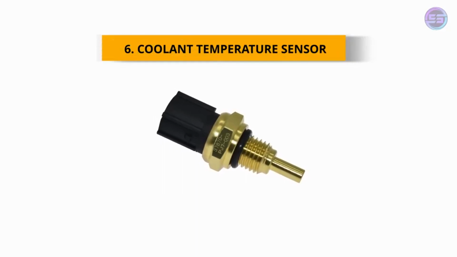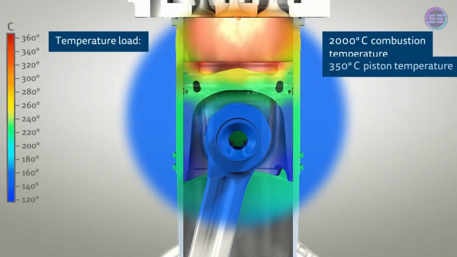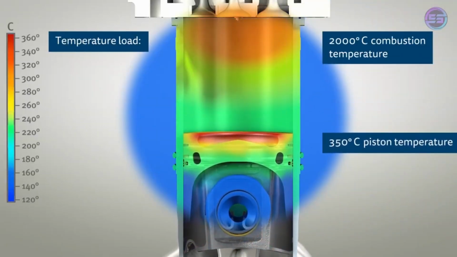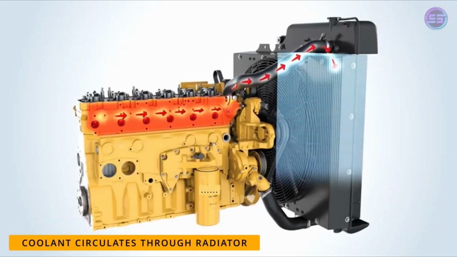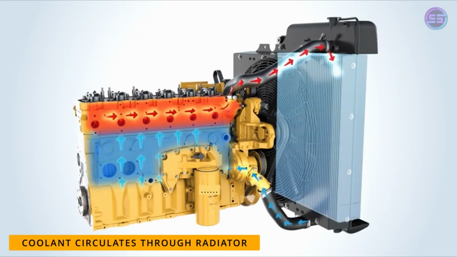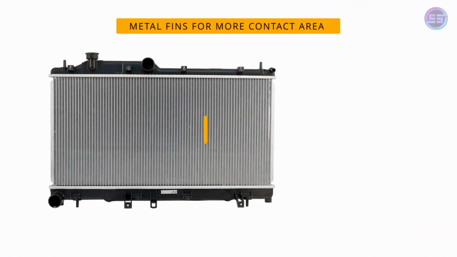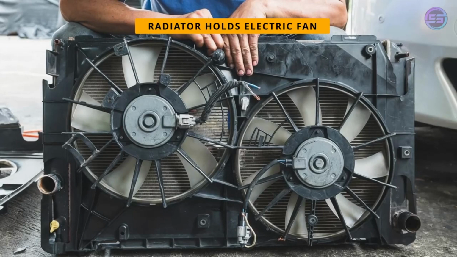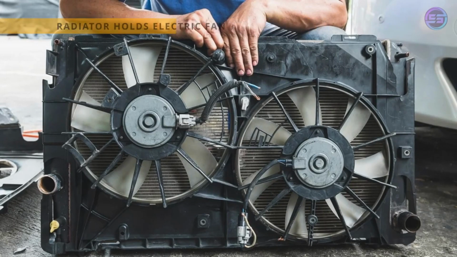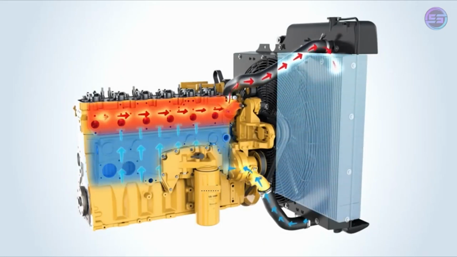Number 6. Coolant temperature sensor. A car engine produces a lot of heat when it is running and must be cooled continuously to avoid engine damage. Generally this is done by circulating coolant liquid through passages to the radiator. The radiator contains thin metal fins, which give more contact area to the radiator with the open air in the atmosphere. The radiator also holds an electric fan, which transfers the heat from the radiator to the atmosphere. Hence the coolant in the radiator cools down and is sent back to the engine, and this process repeats.